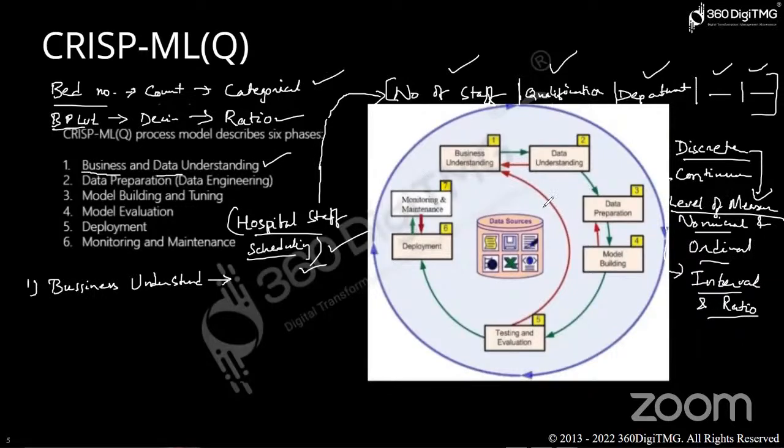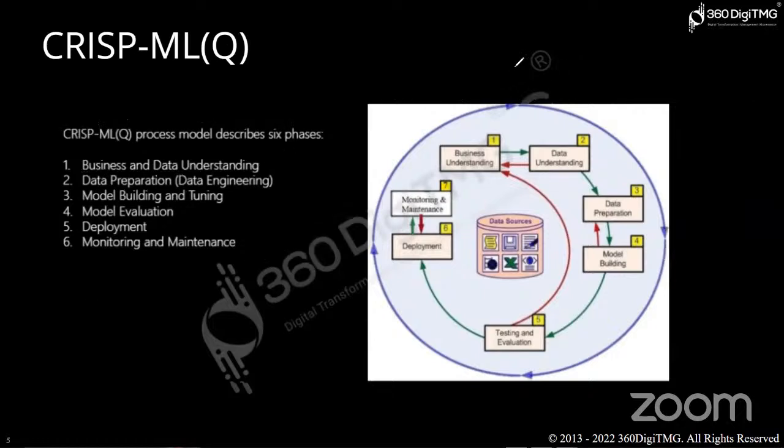There are various other things we need to consider about the data, like whether the data is structured or not, whether it is big data, whether it is time series data or cross-sectional data, and whether the data is balanced or unbalanced. All those things we need to consider under data understanding. Once the data and business are understood, we go to the second step of CRISP-ML(Q), which is data preparation.